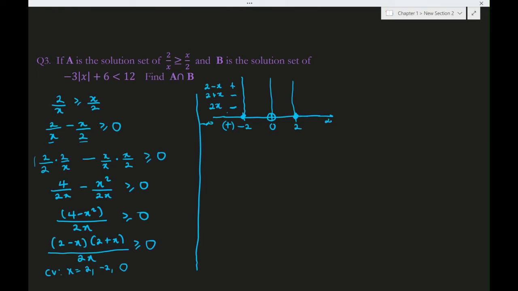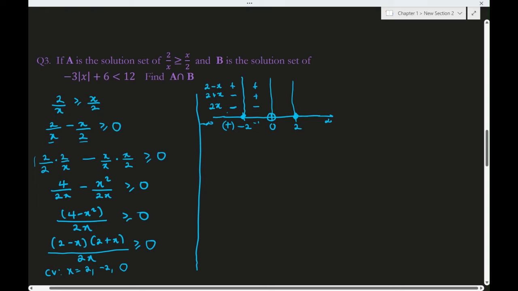Now between minus 2 and 0, we can take minus 1 as our test point. If you put minus 1 here, 2 minus minus 1 is positive. 2 plus x, which is 2 minus 1, is also positive. Then you put minus 1 times 2, which is negative. So eventually we have negative here.